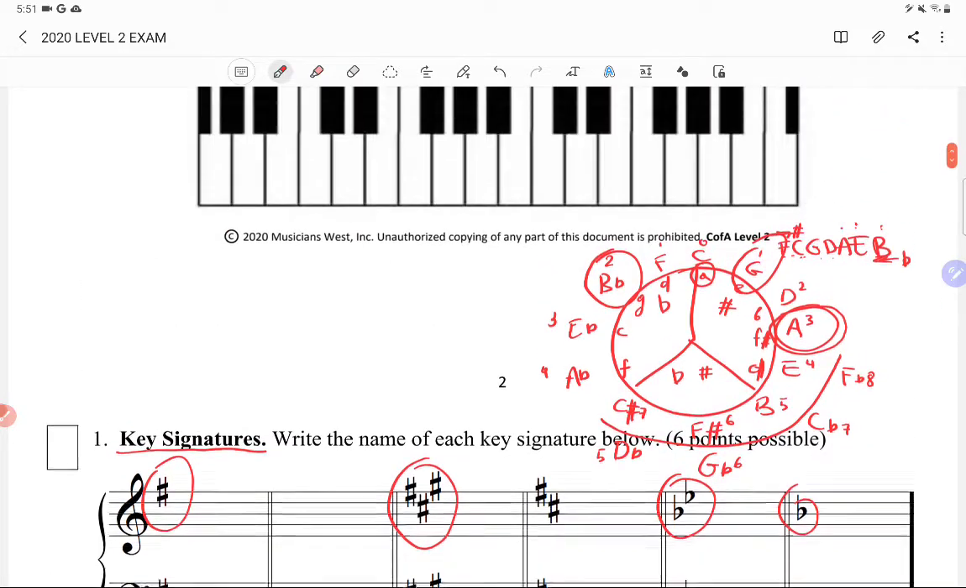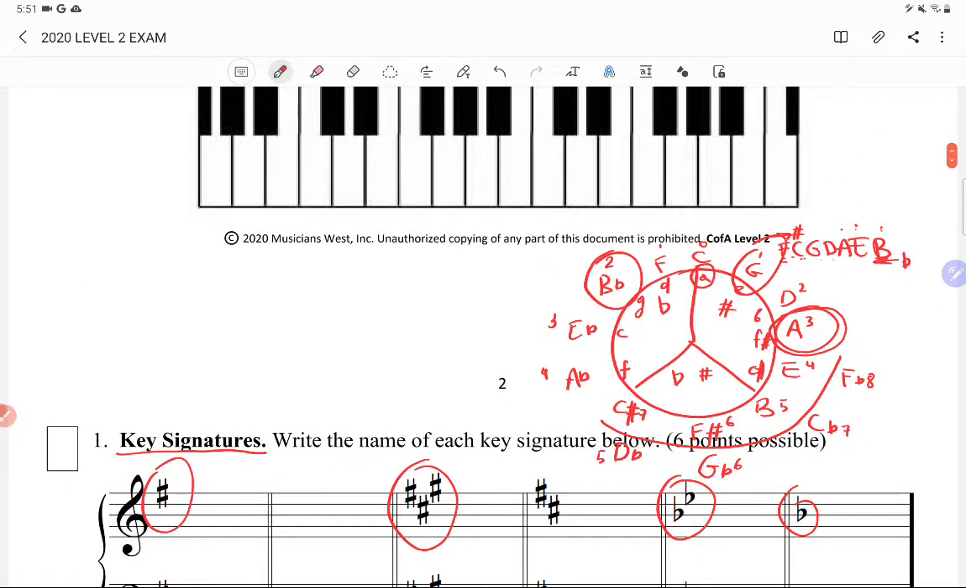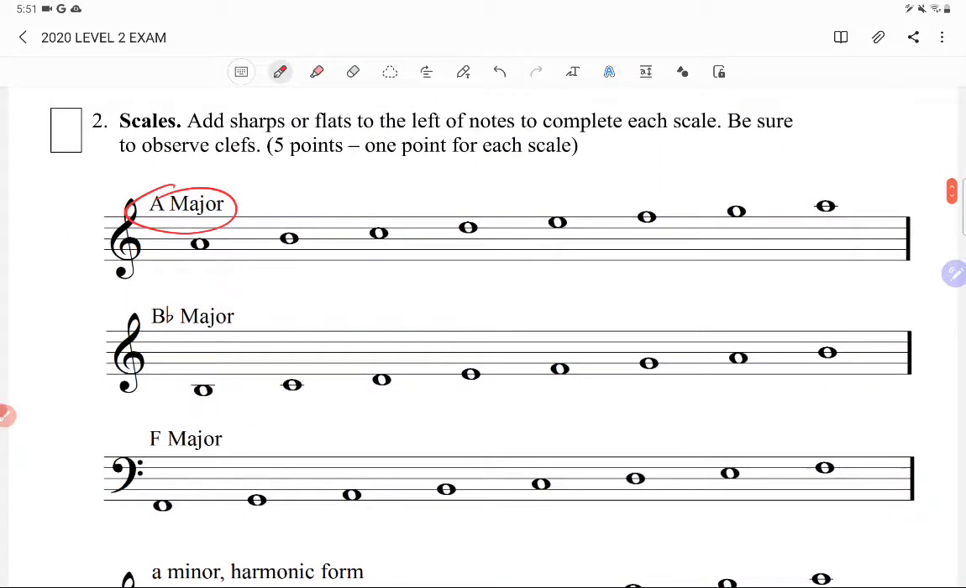It has 3 sharps. What sharps are they? It's going to be F, C, G. So the first note is obviously A, so you don't need to add anything before that. Next note is B. What is the next note? C. Okay, so C. What else? F and G, right? F, G. Here you go. You got your first scale correctly.